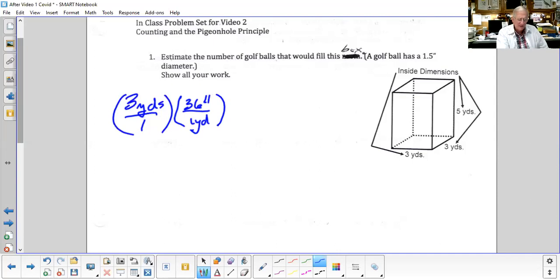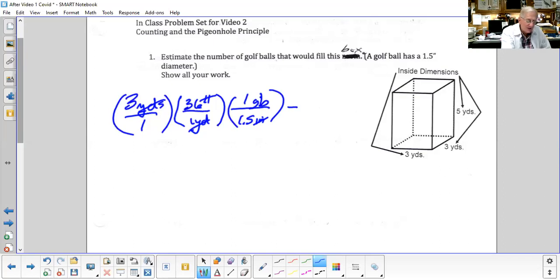Well, let's see. There is 1.5 inches of golf ball for each of them, right? So if I want to convert inches to golf balls, I want to get rid of inches. So 1.5 inches would go here. By the way, yards has canceled. Now I'm going to have inches cancel. 1.5 inches equals 1 GB, 1 golf ball.